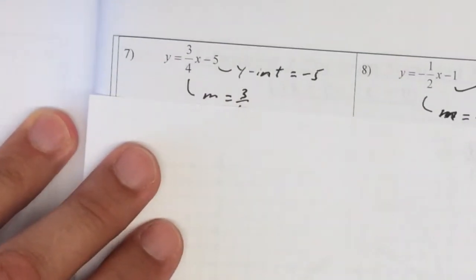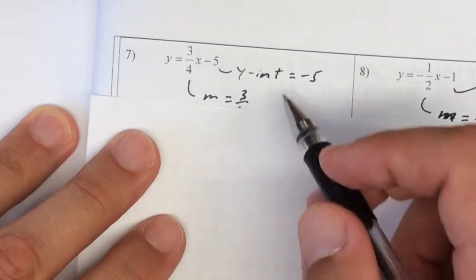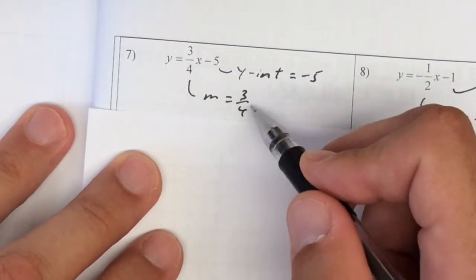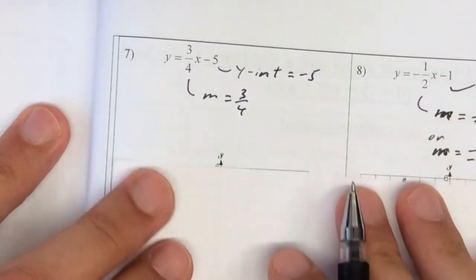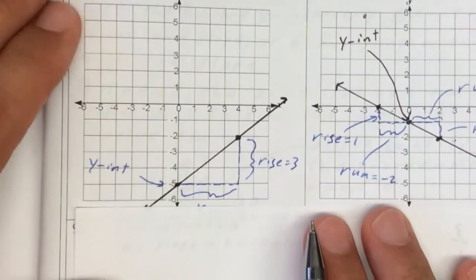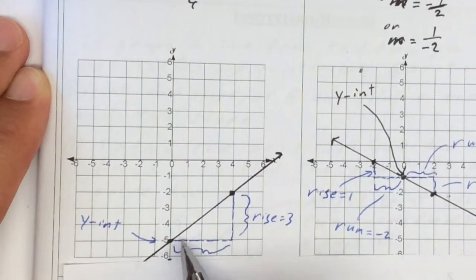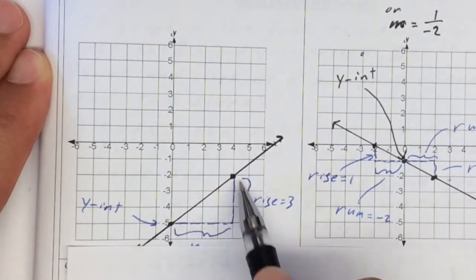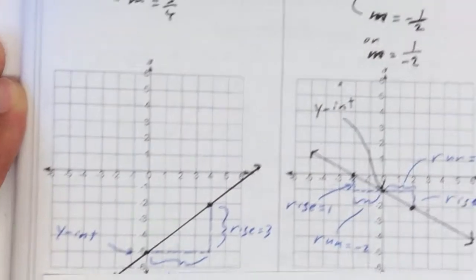Now we've got some fractional slopes here. Okay. Y equals 3/4 x minus 5. So the y-intercept is negative 5, m equals 3 over 4. Start from the y-intercept. Okay. So you go to negative 5, y-intercept. And you then do the slope, which is 3 over 4. So you run 4, rise 3, you got another point, line through it.